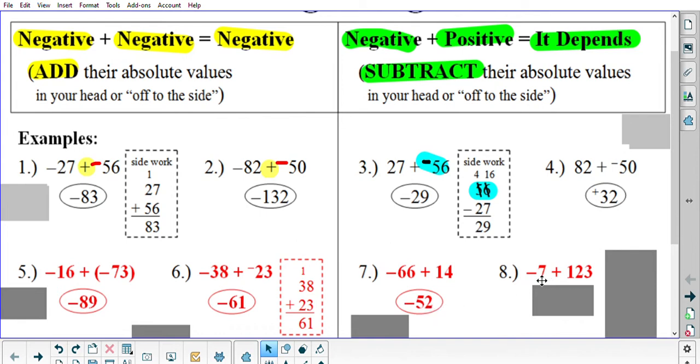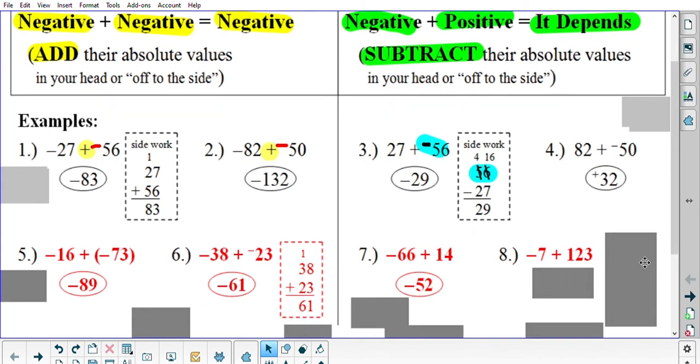And then we have number 8, negative 7 plus 123. I think we can all agree the 7 is negative, but the 123 is positive. So again, they're different signs. Like we have highlighted in green, different signs. You're going to find the difference. You're going to subtract. But who goes on top in your side work? It's going to be the number with the bigger absolute value, which I think we can all agree is the 123. Then take away 7. Always put the bigger absolute value on top when you're subtracting in your side work. And when they're different signs on the original problem, that's when you're going to subtract.